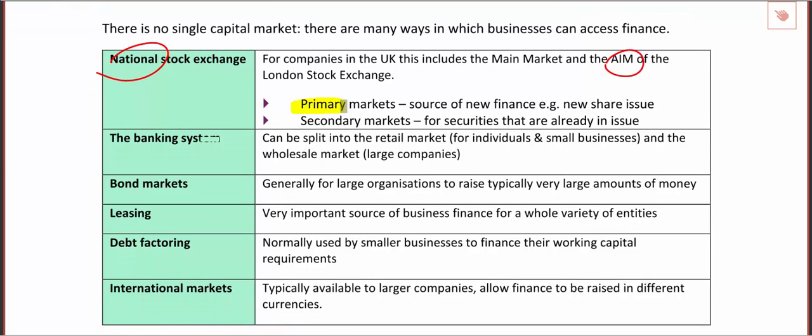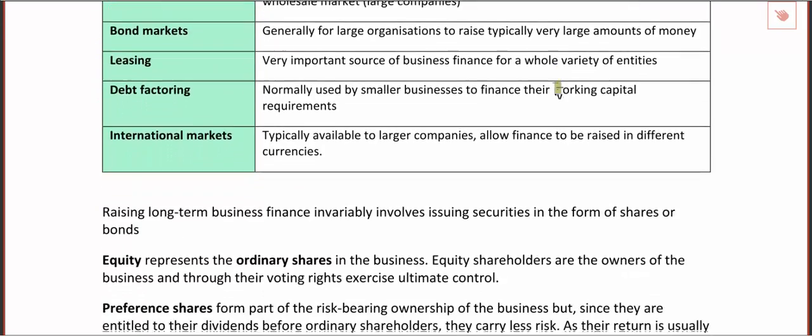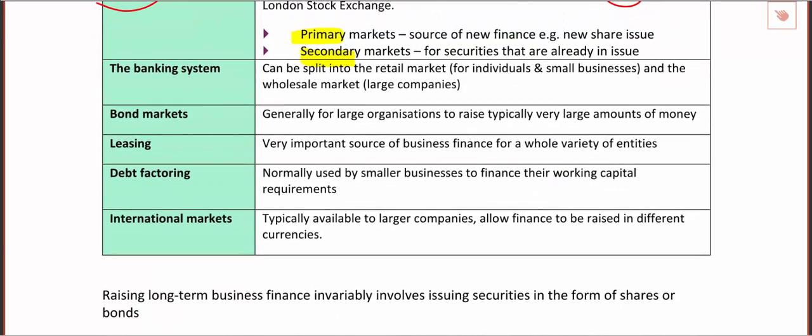And this is obviously made up of two different markets. So we've got the primary market where we have new issues, and the secondary market where those can be traded then. So if you float, if you go public, the initial issue of your shares will happen on the primary market, and then if anyone wants to buy or sell your shares after that, that will happen on the secondary market.